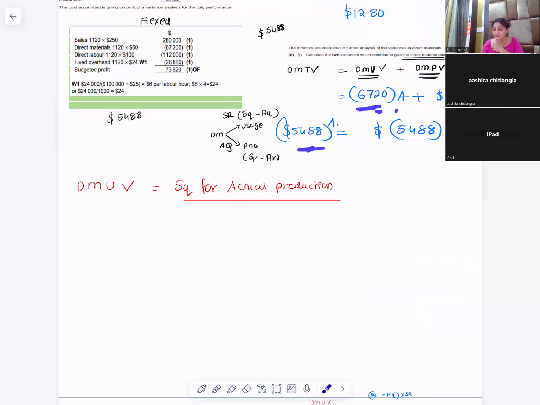Your overall total variance is adverse. Because you purchased cheaper quality of raw material, you ended up using more quantity, you ended up wasting more, and the usage variance became adverse. So how will you rectify this?